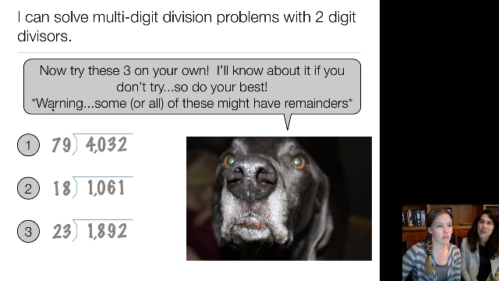Also, just to give you a heads up, 2 warnings I'm noticing. First of all, some or all of these might have a remainder. They may not work out perfectly. That's okay. And also, if you look at some of these, like 79, if you go to round this to the closest 10, you might be going up instead of down. So just pay close attention to your rounding.